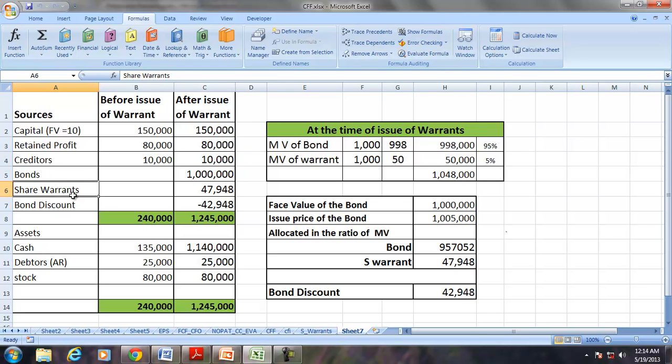And when the share warrants are converted into capital, that means when the bondholder exercises this right, then the share warrants become the capital. And over the period, the bond discount is amortized over the life of the bond.